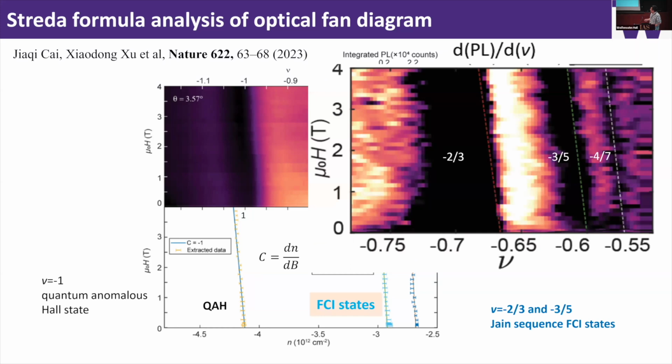We can do a bit of analysis of such data. For example, if I just take a derivative of my PL intensities as a function of filling factor, in addition to these -2/3 and -3/5 states, we can also see another state at the -4/7 filling. So all these states basically follow the Jain sequence of fractional quantum Hall states. The difference is they could extend all the way to zero magnetic field.